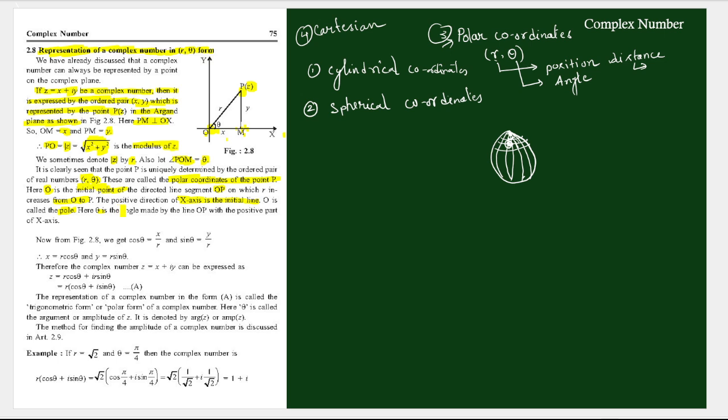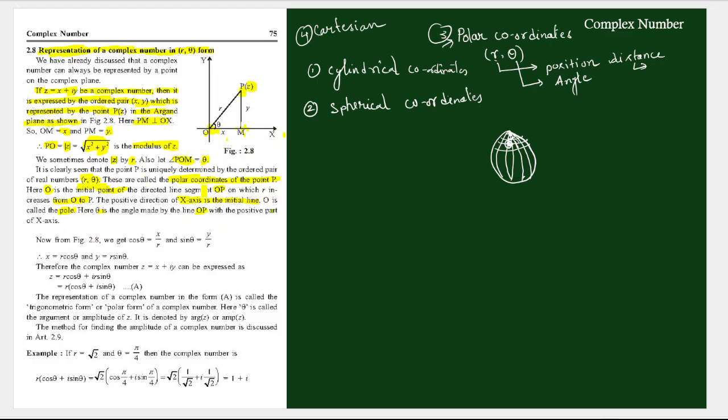And theta is the angle made by the line OP. Where is OP? OP. So how far has it gone from O? It has gone up to theta, right? By the line OP with the positive part of the x-axis.